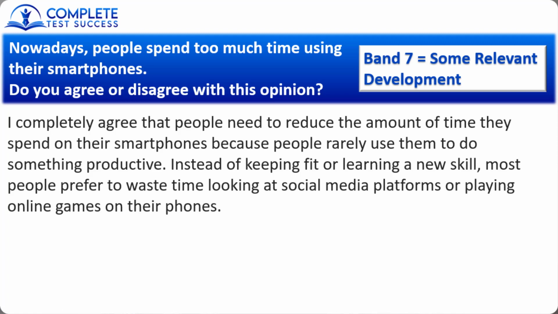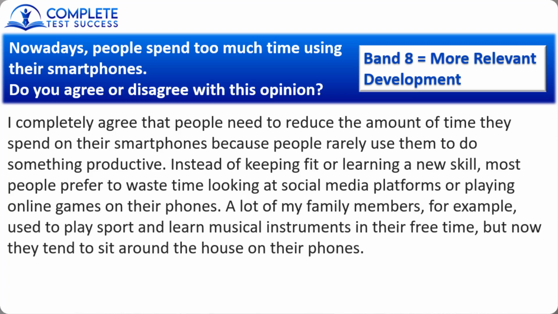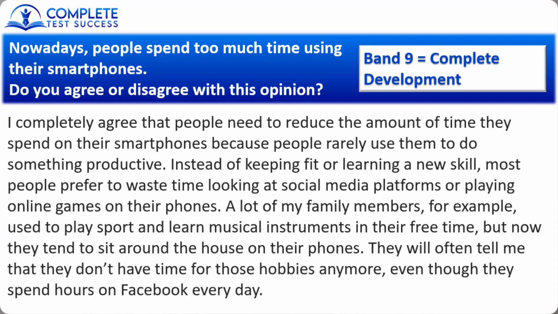Now to get to a band 8, we just need further relevant development. A lot of my family members, for example, used to play sport and learn musical instruments in their free time, but now they tend to sit around the house on their phones. And we'll bring that a little bit further to a band 9. They will often tell me that they don't have time for those hobbies anymore, even though they spend hours on Facebook every day. So that's essentially how you get a high score for task achievement.